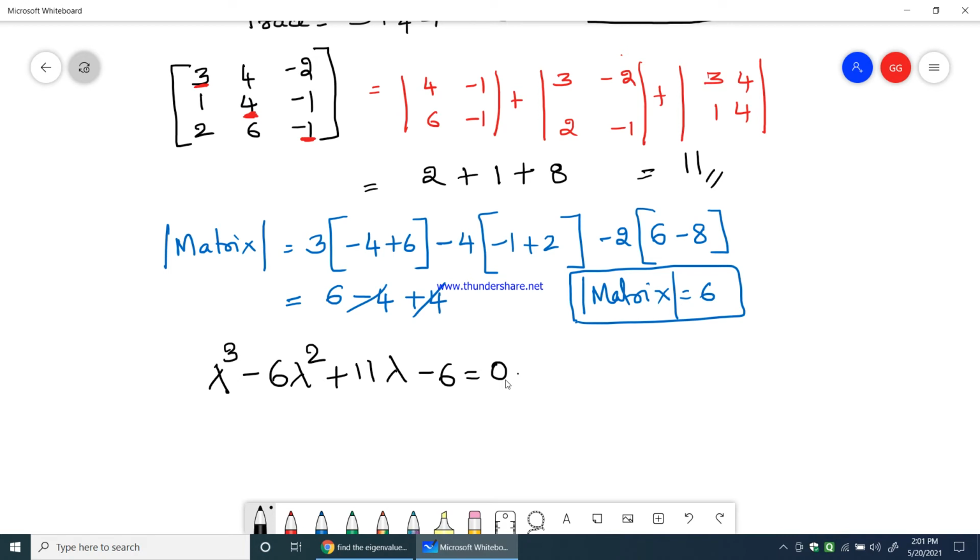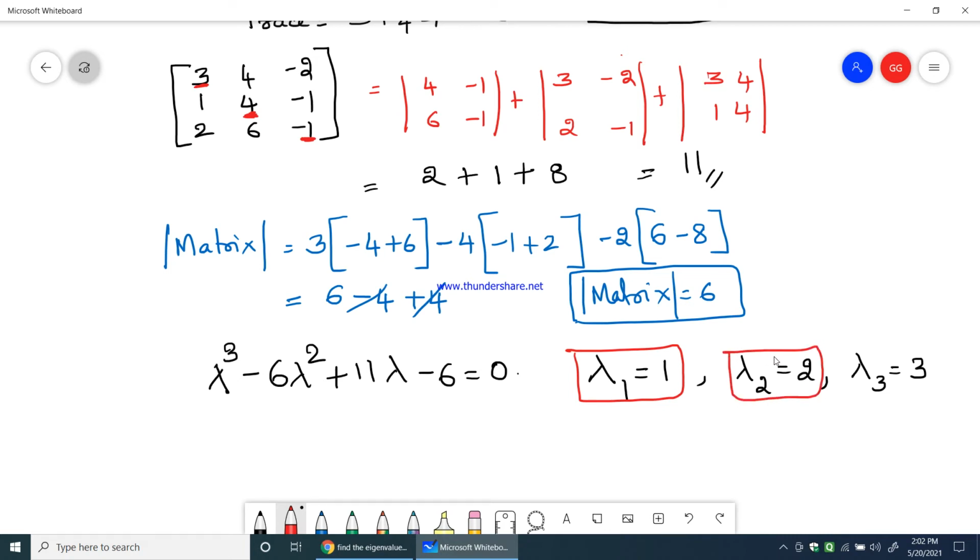So the first root we get in the calculator is lambda 1 equals 1, lambda 2 equals 2, and the third root is 3, so lambda 3 equals 3. These are the three roots you get for this particular equation if you use your calculator and try to solve. You all know how to use the calculator.